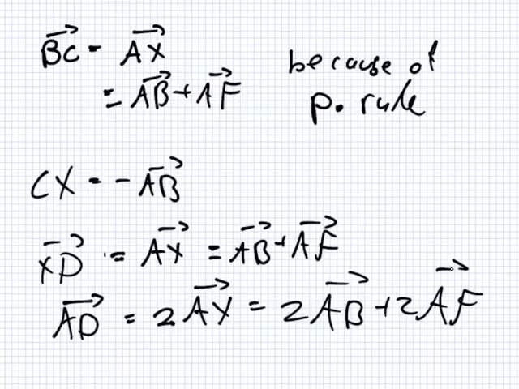And lastly, BE. Sorry, I thought this question was harder. BE is 2AF. That is okay? You want a harder one, don't you?